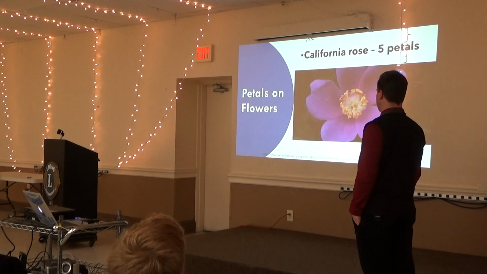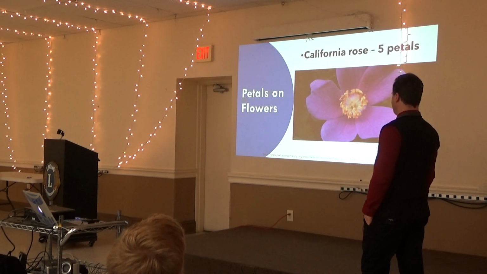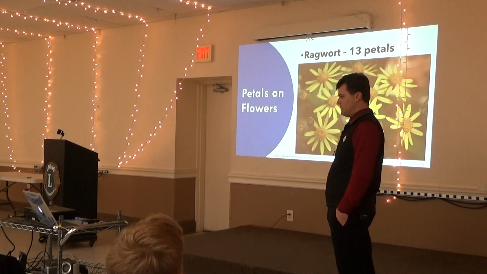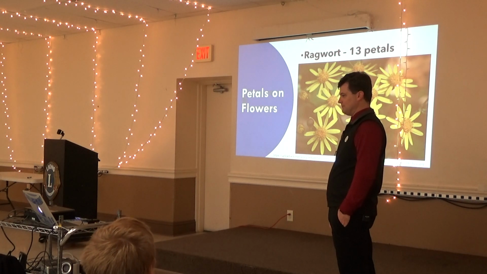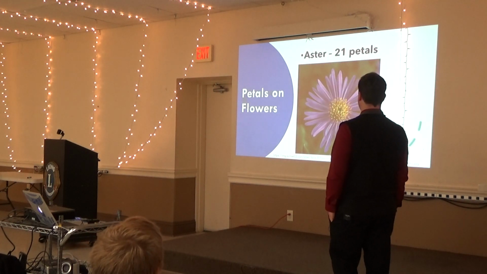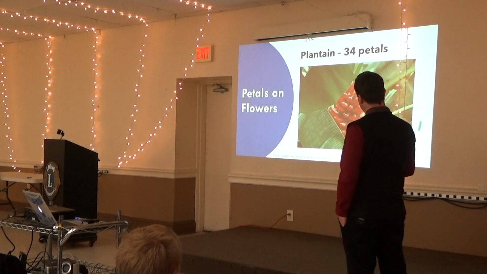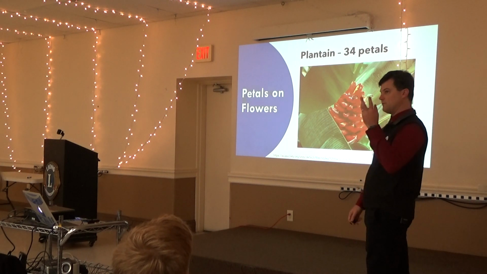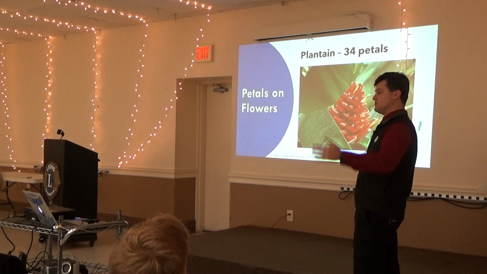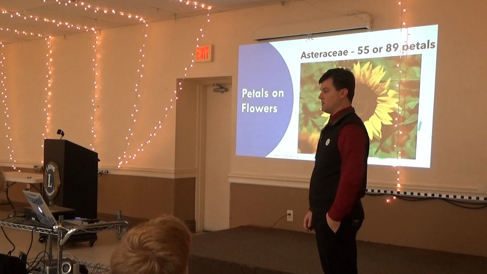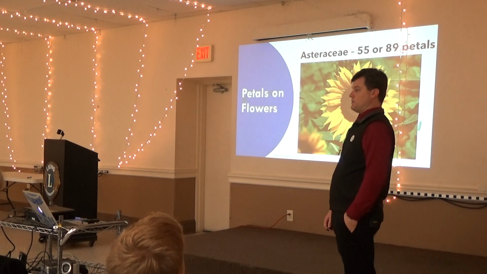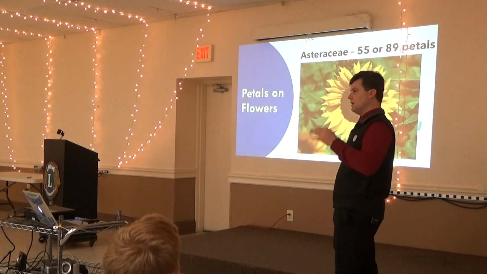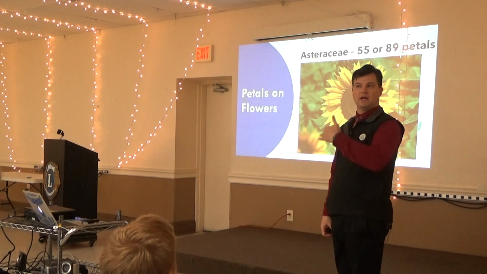A 5-petal example, the California rose. The clematis has 8 petals. You can count these later if you want. 13 on the ragwort. And the aster has 21. And then the plantain. Couldn't get a good picture of that one, but you could see that there's plenty there stacked all together on one flower of plantain. It has 34 petals. And then some of these, like the sunflower, this family that I'm not going to pronounce in Latin, is 55 or up to 89 petals. And so these all follow this Fibonacci pattern where I can find one of these that's in my Fibonacci sequence.